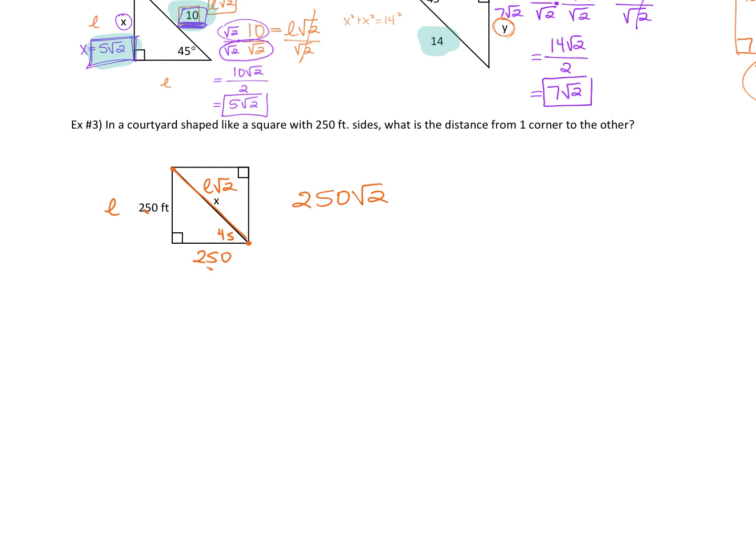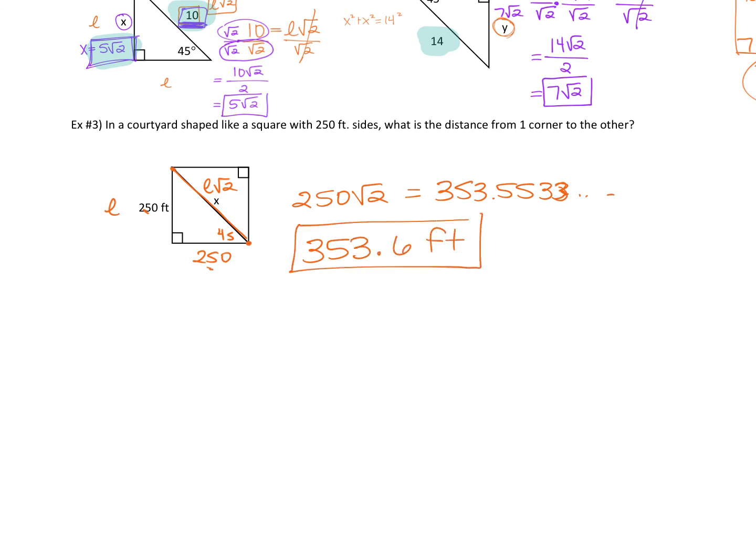Now, like we said, in a real world situation, we don't want a radical. So 250 rad 2, if you plug that in, you get 353.5533. It keeps going. We'll say round to the nearest tenth of a foot. So this would be 353.6 feet from one corner to the other.